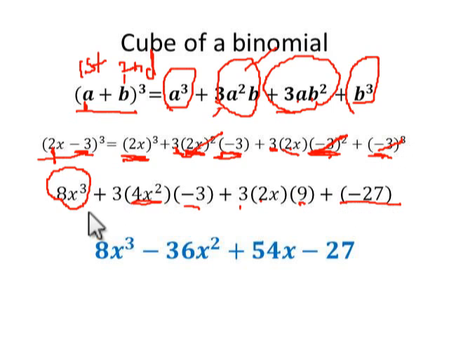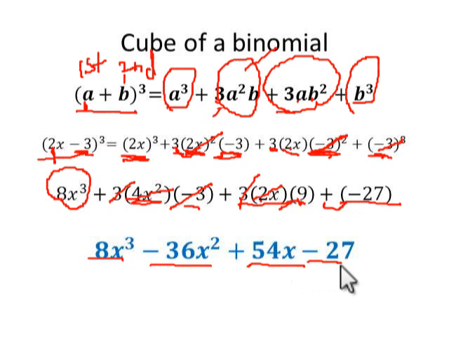Then, after that, further simplify. So, copy 8x cube. Dito, pwede ka na mag-multiply, kasi wala nang exponent na gumagala po dyan. So, 3 times 4x squared times negative 3 and that is equivalent to negative 36x squared. The same pattern dito, wala nang exponent. So, pwede ka na mag-multiply. So, we have here 3 times 2x times 9 and that is equivalent to 54x. Then, positive times negative and that is equivalent to negative 27. So, this is now your final answer.